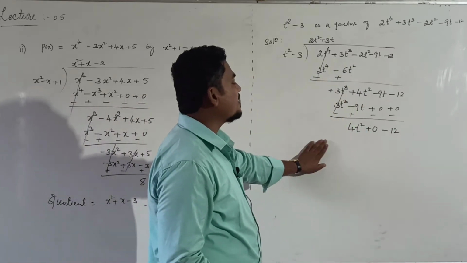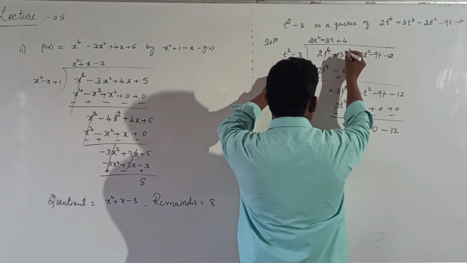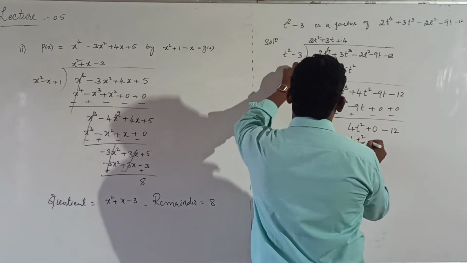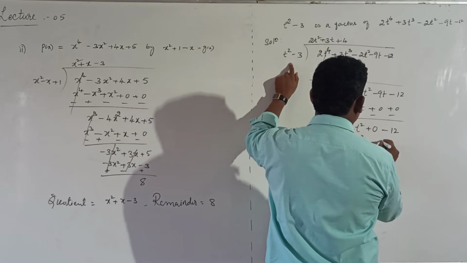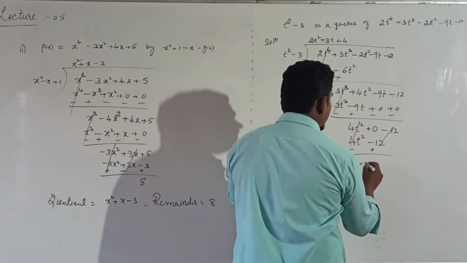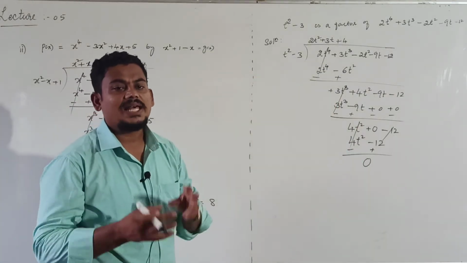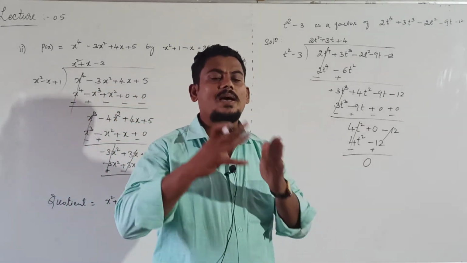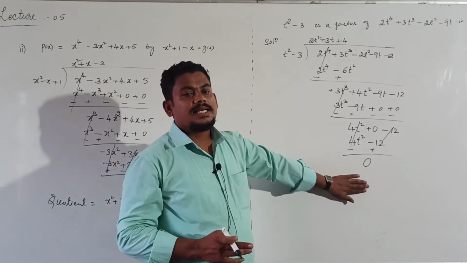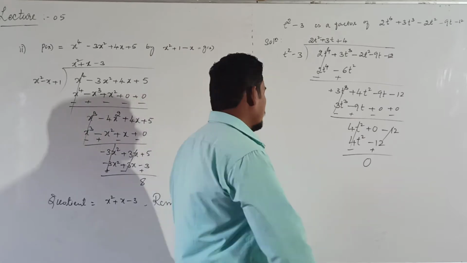Now for getting 4t square, which term do we need to multiply the divisor by? Clearly 4. 4t square minus 12. Now just reverse the signs, and it gets cancelled. Clearly the remainder is 0. After dividing one polynomial with another polynomial, if the remainder is 0, then one of the polynomials is a factor of the other polynomial.